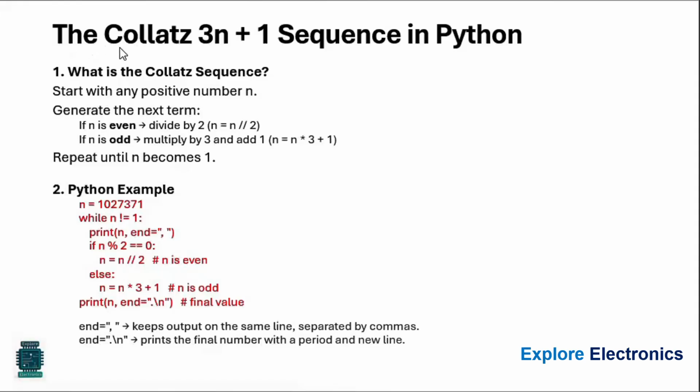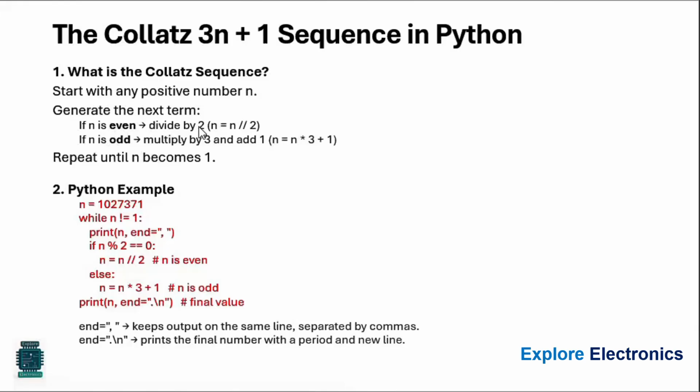And the next concept is the Collatz 3n + 1 sequence in Python. Let us see how exactly this works. What is the Collatz sequence? It starts with any positive number n and generates the next term. If n is even, then n = n / 2. If n is odd, then n = 3n + 1. This is repeated until n becomes 1.